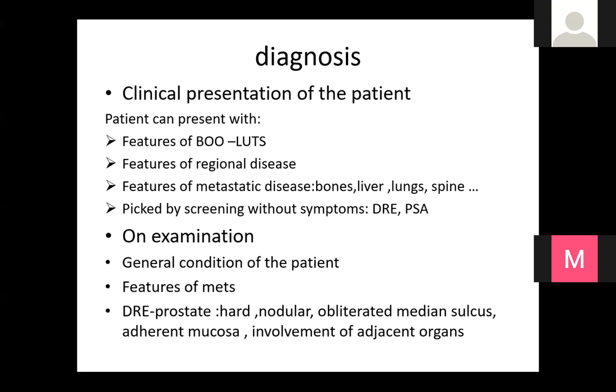And an important aspect is the digital rectal exam. The prostate will be found to be hard instead of firm. It will be nodular instead of smooth. And the median sulcus may be obliterated. The rectal mucosa may be adherent, so the rectal mucosa may be fixed and not really mobile. And of course, there may be some involvement of adjacent organs.